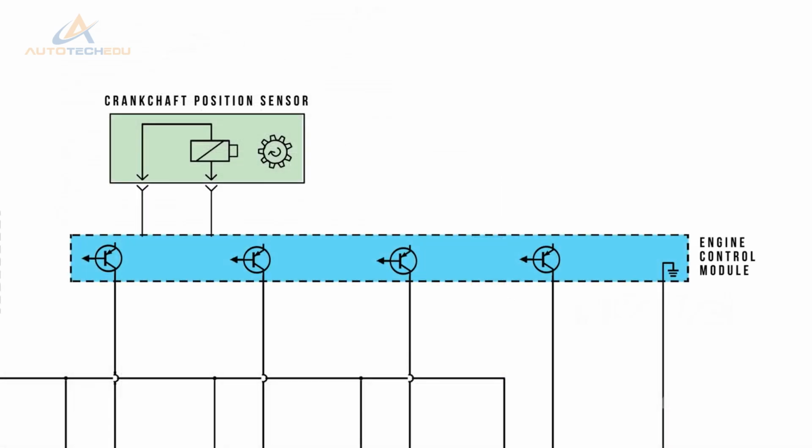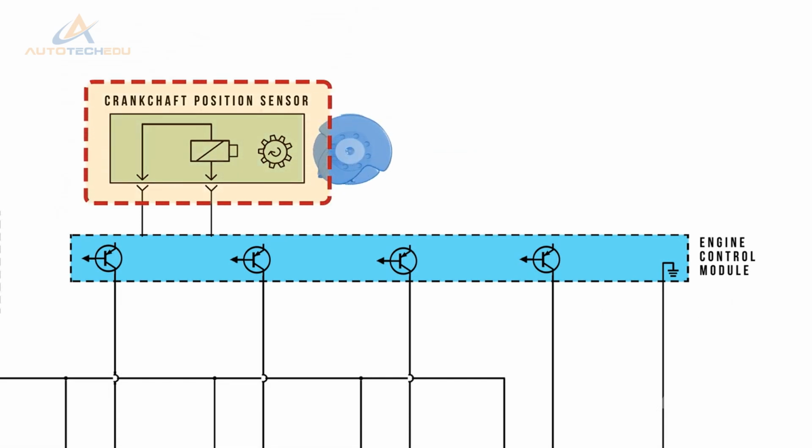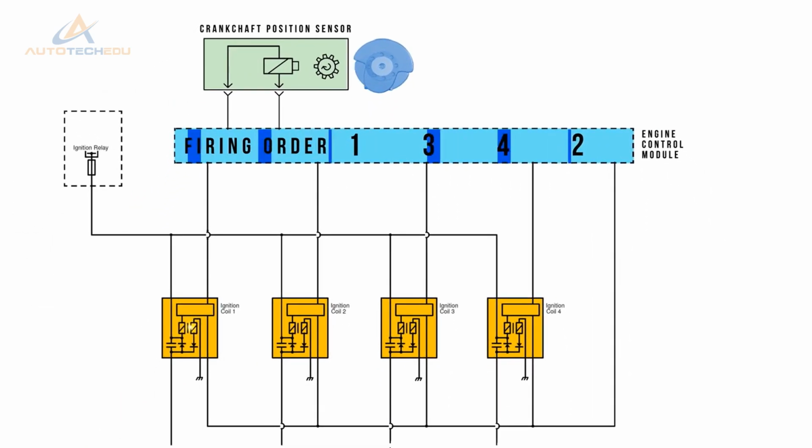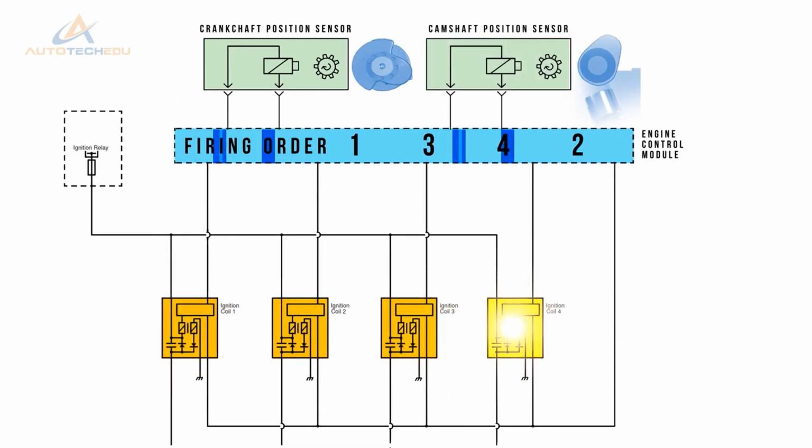In a typical coil per cylinder ignition system, the crankshaft position sensor provides the input data used to calculate basic timing points within the ECM. The ECM is programmed with the engine's firing order and determines which coil is due to be triggered. Additional data inputs from the camshaft position sensor provide which stroke the piston is on.